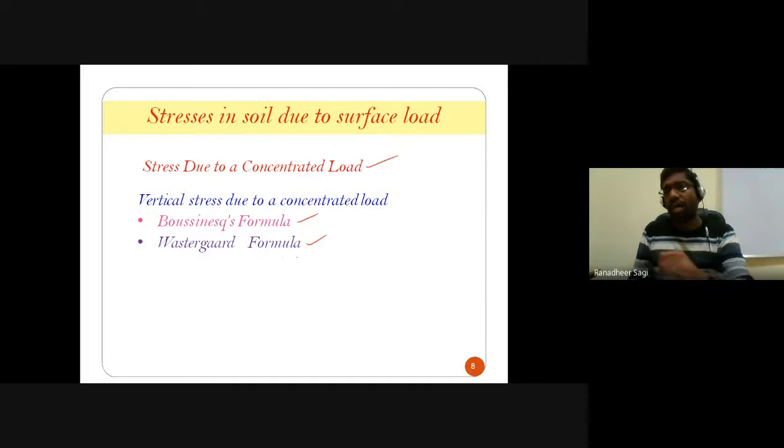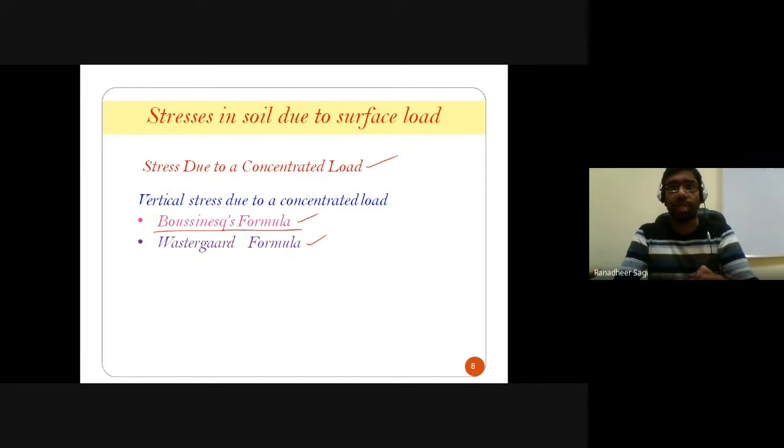And as far as our course is concerned, our main focus would be on Boussinesq's formula, based on which we'll try to understand how the stress increment exists, or how the stresses are additionally developed in the soil at different depths because of different loading conditions, not just for your point load. We'll be talking about other loading conditions also, because in geotechnical engineering, we don't only talk about the point load coming from the column onto your foundation. Okay, so we have different other types of loads also.